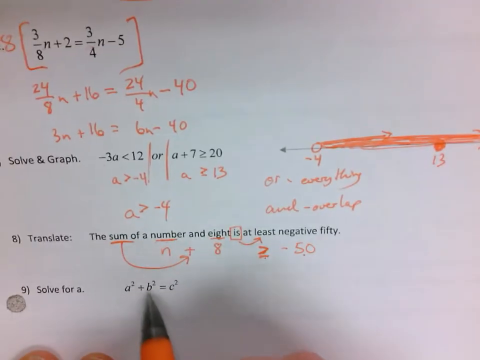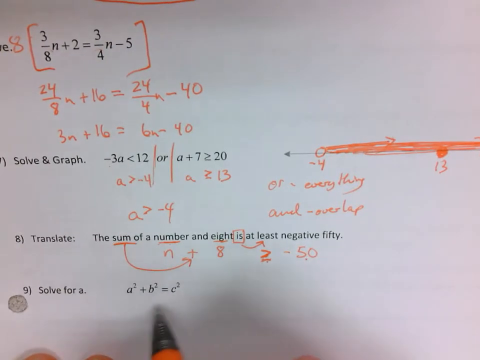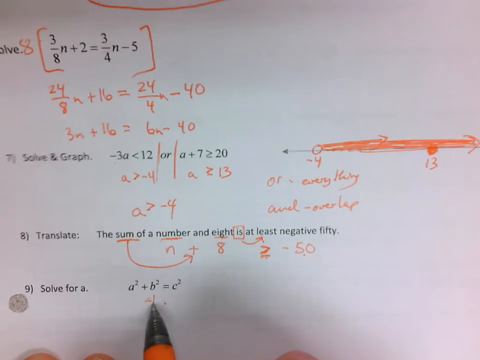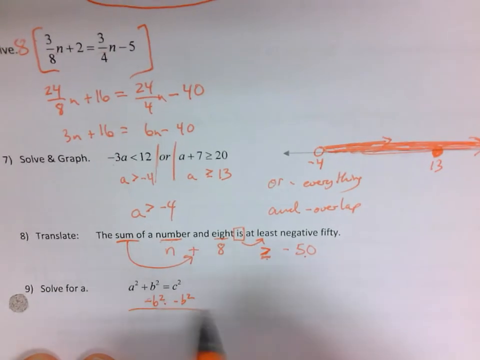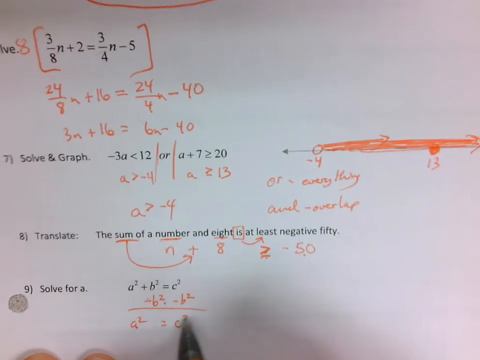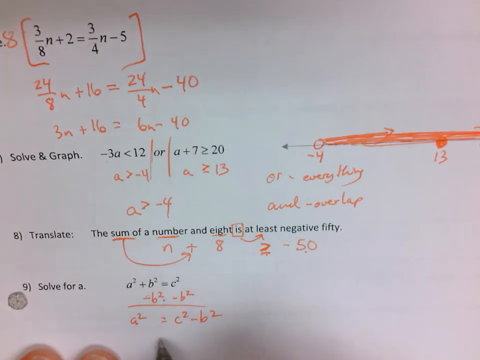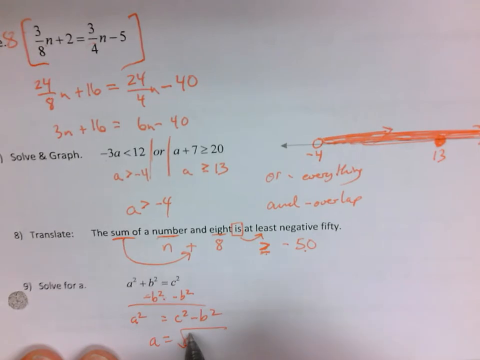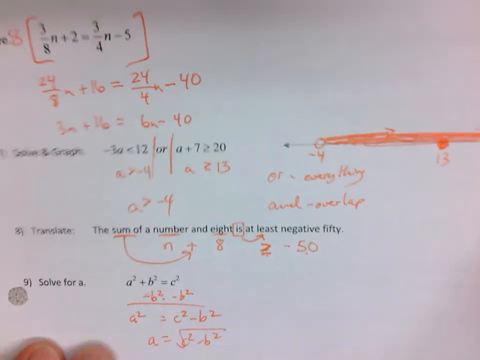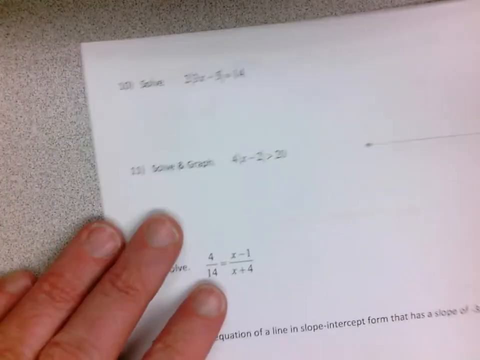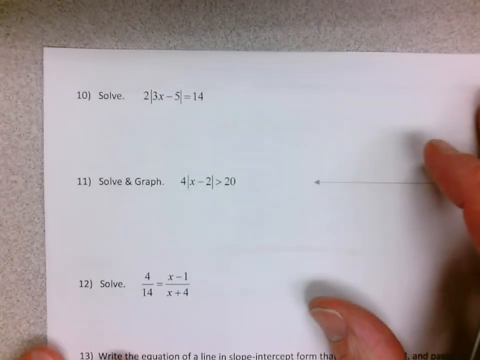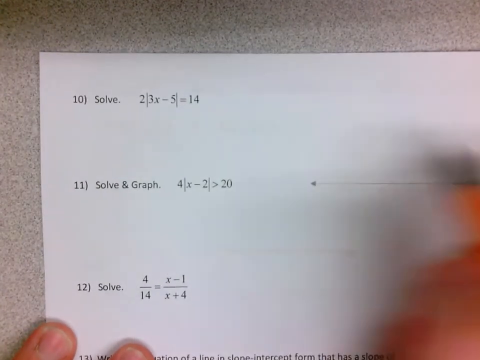Solve for A. This is the Pythagorean Theorem. It's kind of a weird one. A squared equals C squared minus B squared. You may have forgotten, solve for A by taking the square root. Square root of C squared minus B squared. That's the Pythagorean Theorem in action. Okay, keep moving. I made video links for all of these as well if you don't want to watch this video.